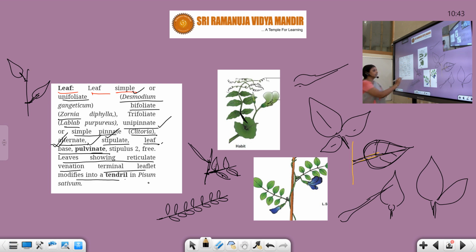I told you that in Pisum sativum, it is a modification of leaves. The terminal leaflets, situated at the apex, turn into tendrils. What are tendrils? Leaf tendrils are thin, spirally coiled structures. They are green in color, thin, delicate, and spirally coiled, and they help in climbing the plant. When they come in contact with a support, they coil around the support and help in climbing. So this is the description of leaf.